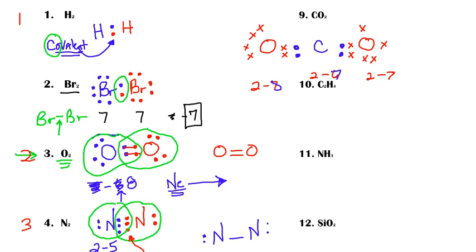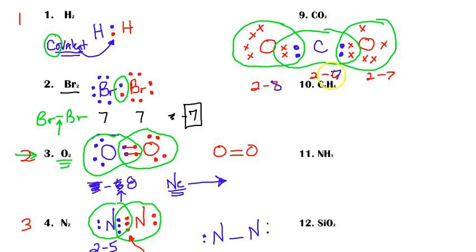What do we have? Well, lo and behold, we have oxygen feeling like it has its octet by sharing, and the same thing here. Octet is filled, 2, 4, 6, 8, and the carbon feels like it has 8. And if I redraw this, what do I have?